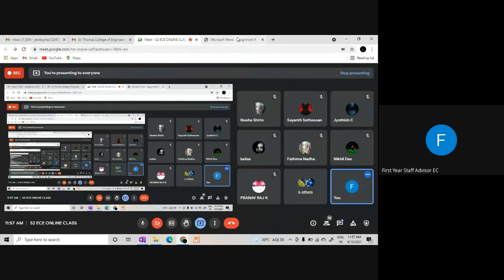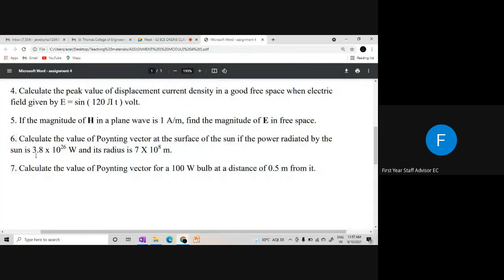First one is, okay. The 6th question, calculate the value of Poynting vector at the surface of sun if the power radiated by the sun is 3.8 into 10 raised to 6 watt and its radius is 7 into 10 raised to 8 meter. Question ഒന്നും കൂടി വായിക്കാം. Calculate the value of Poynting vector at the surface of sun if the power radiated by the sun is 3.8 into 10 raised to 6 watt and its radius is 7 into 10 raised to 8 meter.